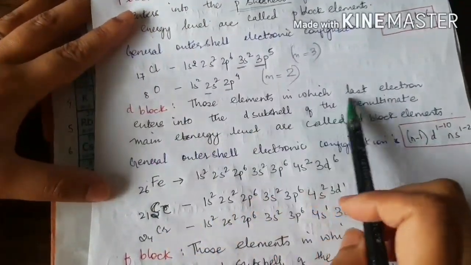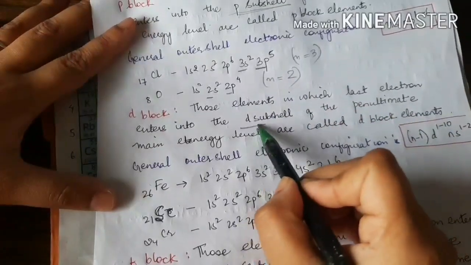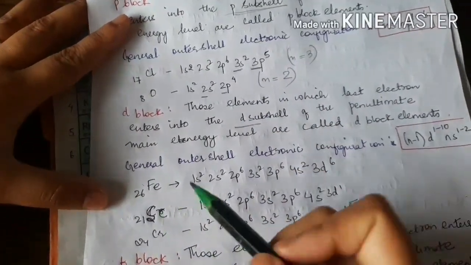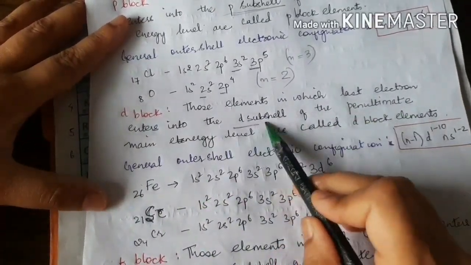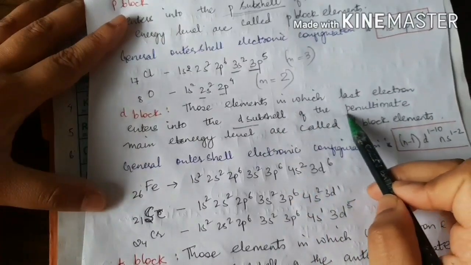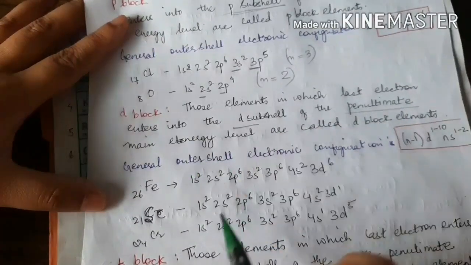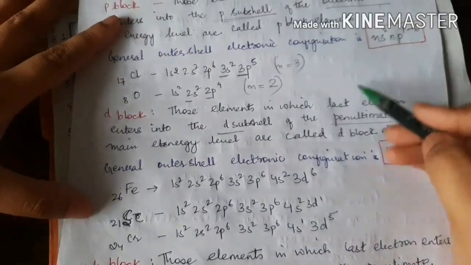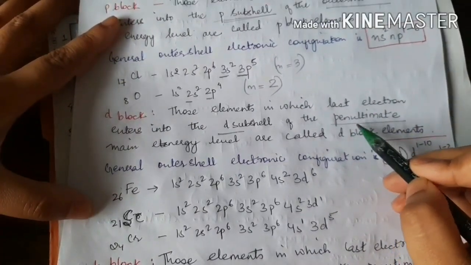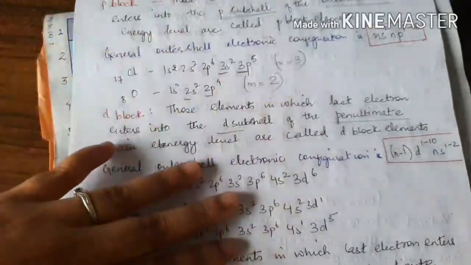In these elements, the last electron enters the d subshell. I told you earlier, but you have to remember, it is the d subshell of the penultimate main energy level. Now, this penultimate means, you know the outermost shell.